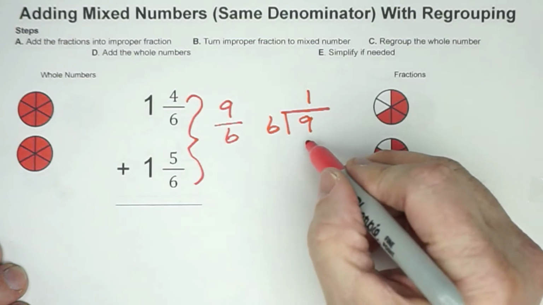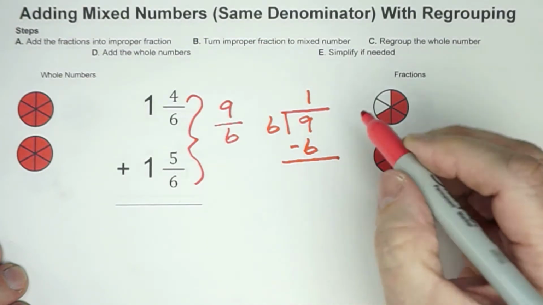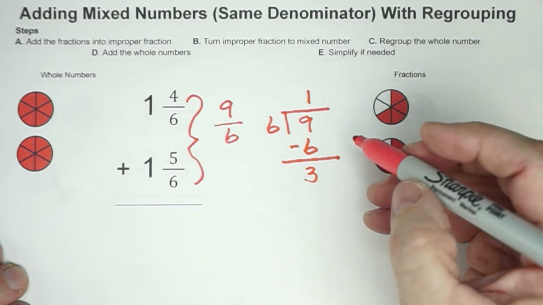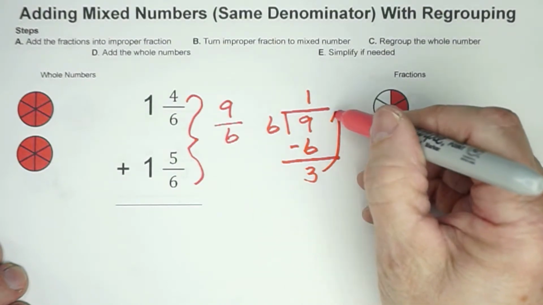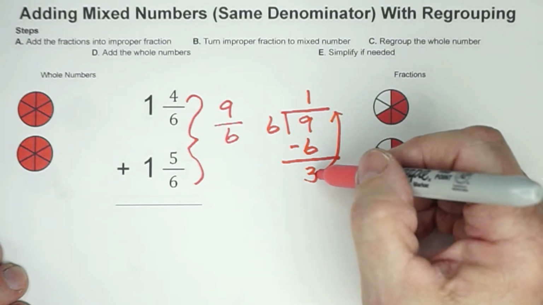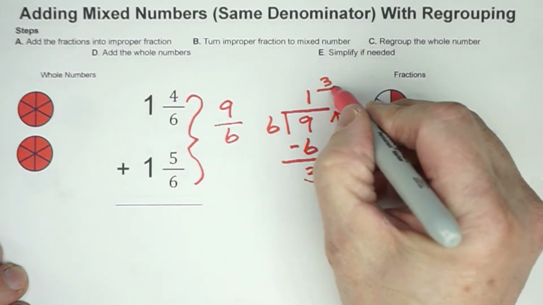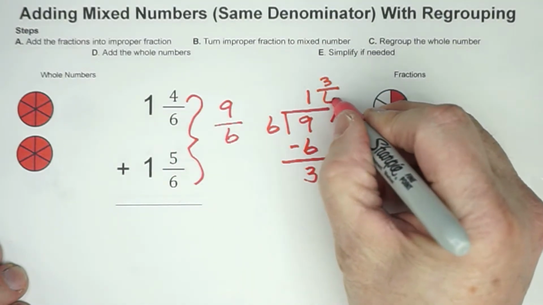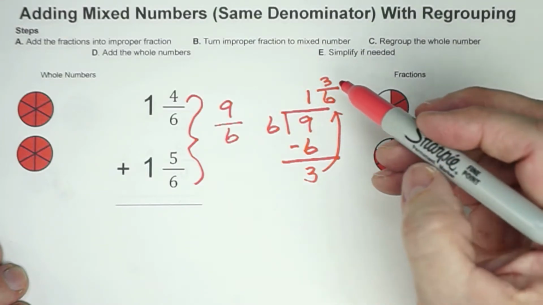1 times 6 is 6. And then we subtract. 9 minus 6 is 3. And then when we're doing fractions, we will write the remainder up here, but we will write that as a fraction. So the 3 becomes our numerator, and then our denominator was 6ths.